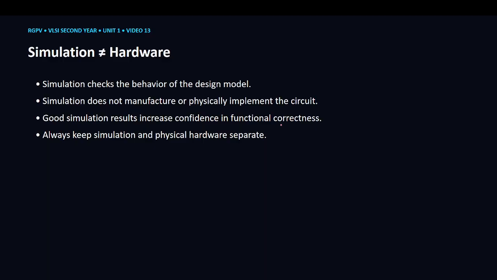This distinction is extremely important. Simulation checks the behavior of the design model. Does my design model behave correctly under the test I give it? Simulation does not manufacture or physically implement the circuit. It does not place gates on a silicon wafer. So don't say, my simulation passed, therefore my chip exists. A simulation is a verification step in the journey. Always keep simulation and physical hardware separate.